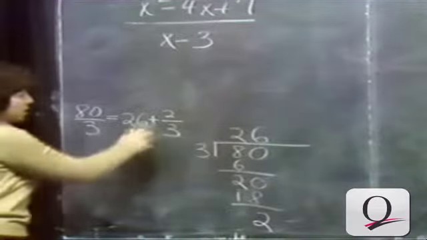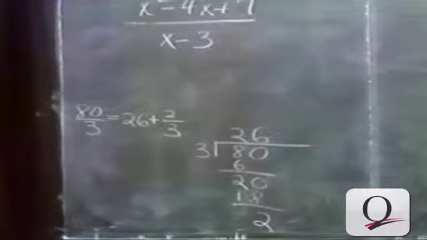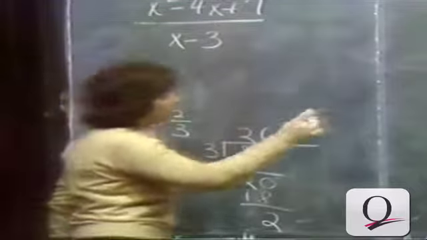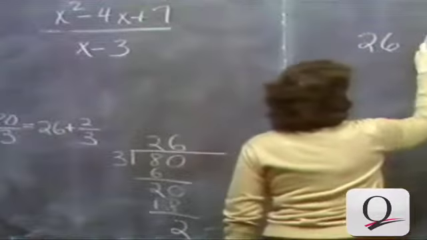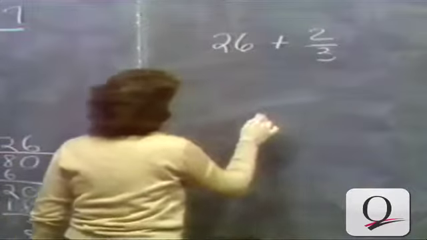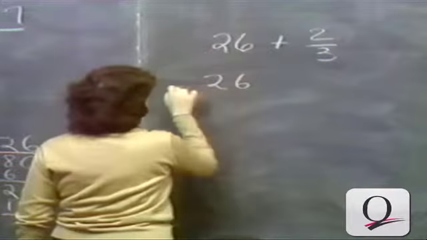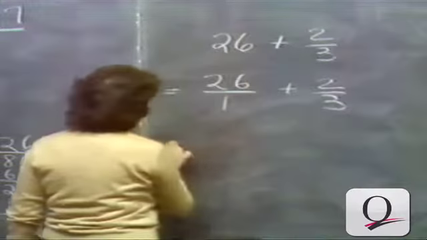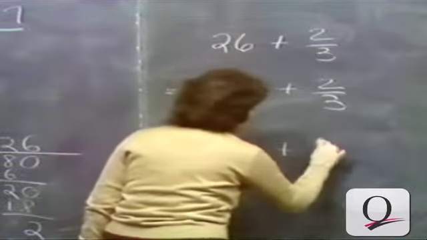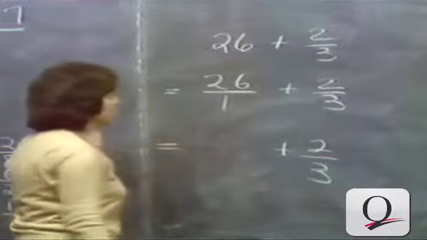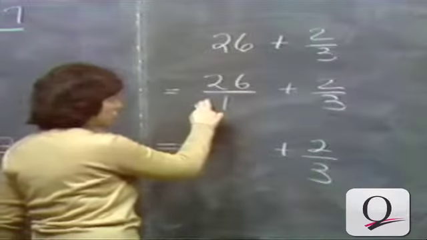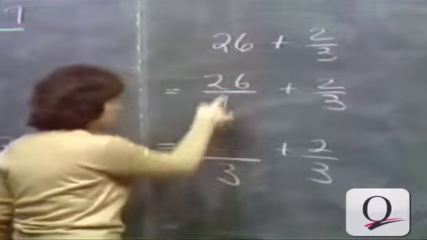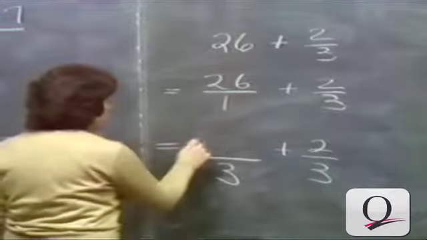Now 26 and 2/3 is the same as 80/3. It doesn't take very much to figure that out. 26 and 2/3 is really 26 over 1 plus 2 over 3. The lowest common denominator is 3. To change 26 into thirds, we would have to multiply the denominator by 3. Therefore, we also multiply the numerator by 3.